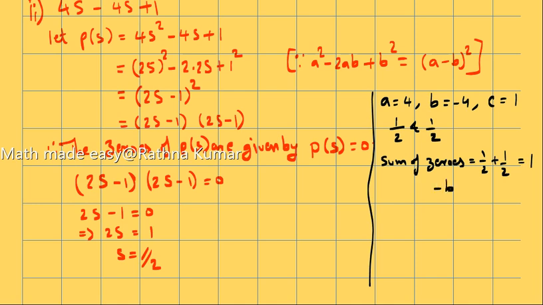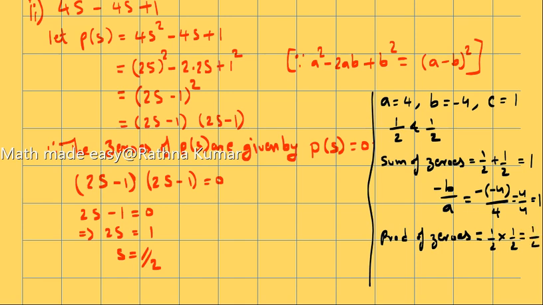So if we do -b/a, what will we get? Minus of b is minus of -4, divided by 4. That is 4/4, that is equal to 1. So sum of zeros is equal to -b/a. And product of zeros is equal to 1/2 into 1/2, that is 1/4. And we get c/a: c is 1 and a is 4. So product of zeros is equal to c/a. Okay, we are able to prove that.